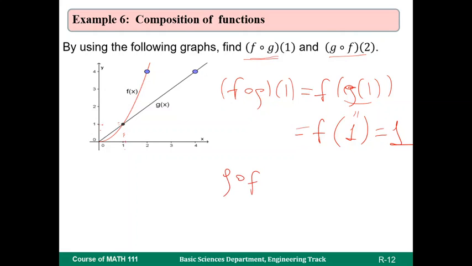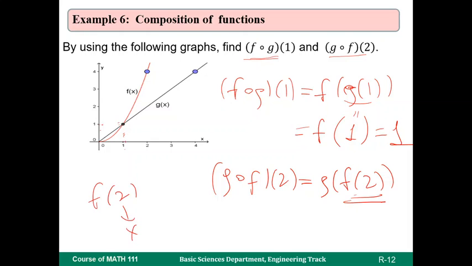g of f of 2. Now we have to find first f of 2. How can you find it? You look for x equal to 2, and then you go to the graph of f and find the corresponding y value. This makes f of 2 equal to 4, right? So you write here 4, and you do the same thing for g. So g of 4 now is what?